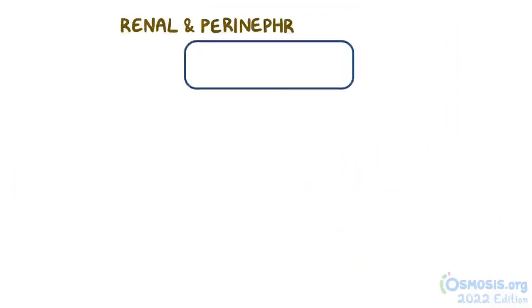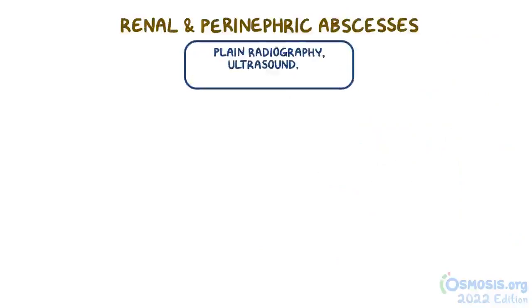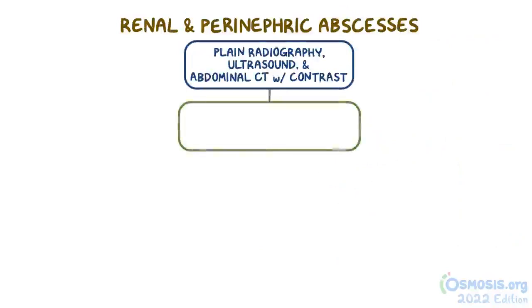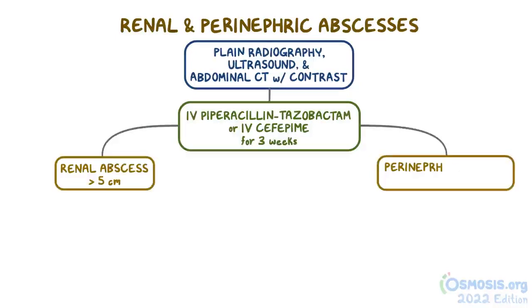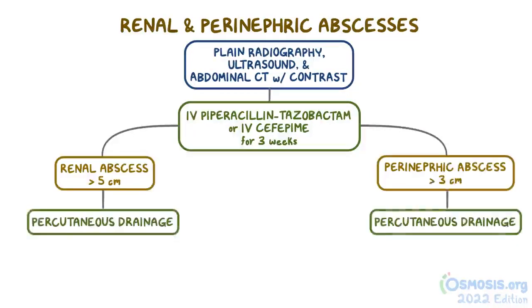With a renal and paranephric abscess, imaging is done using plain radiography, ultrasound, and an abdominal CT with contrast. Empiric antibiotics include IV piperacillin tazobactam or IV cefepime, and usually last for 3 weeks. When a renal abscess is larger than 5 centimeters, and when a paranephric abscess is larger than 3 centimeters, percutaneous drainage of the abscess is done.